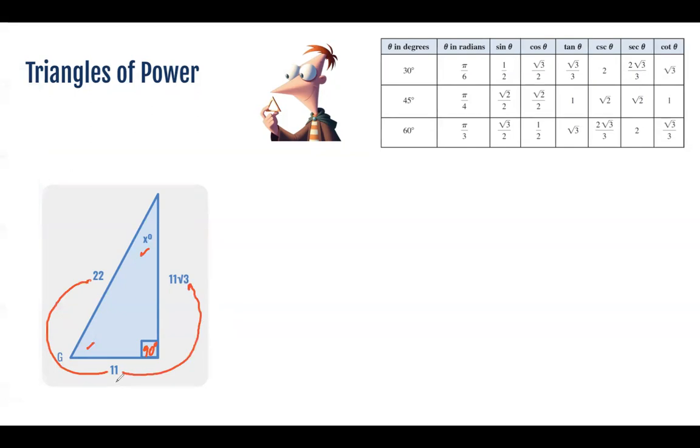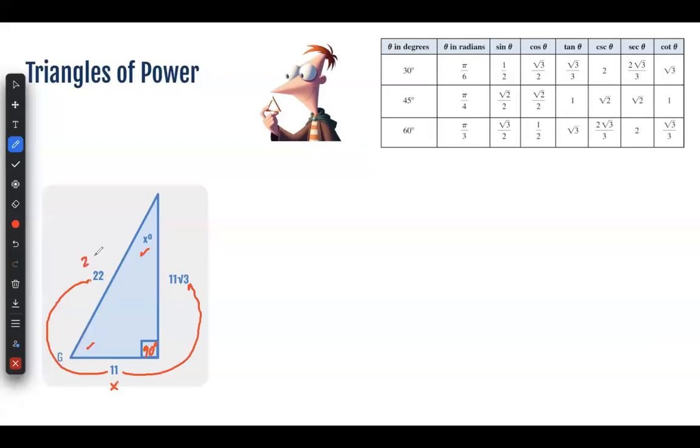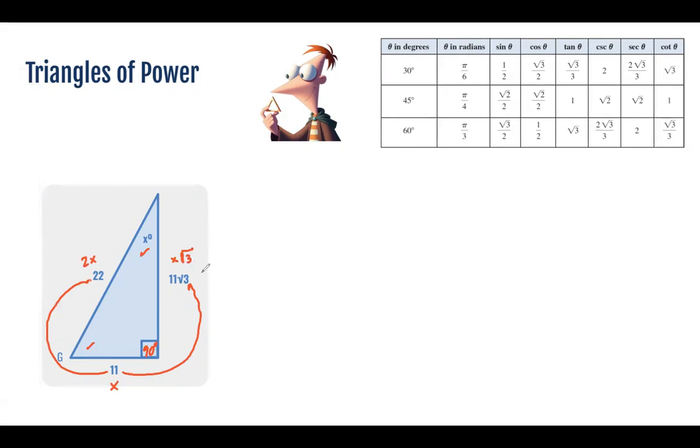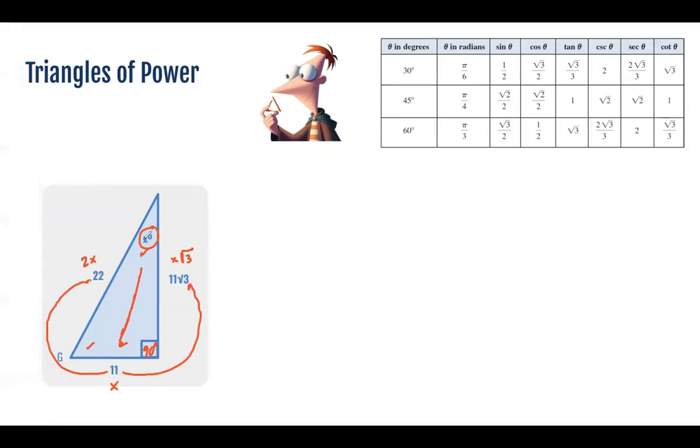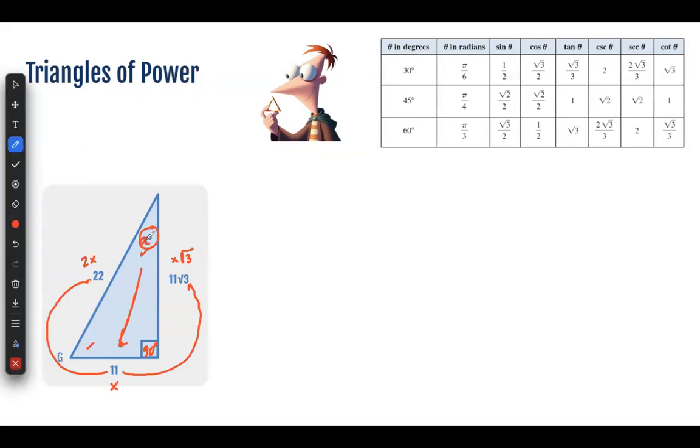So it looks like we have a triangle that if this is x, this would be 2 times x, and this would be x times the square root of 3. Everything makes sense in that way. And if we use that as our missing angle, in this case, let's call it alpha, just to have a different variable.